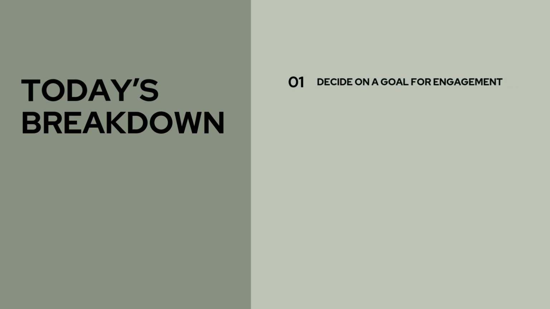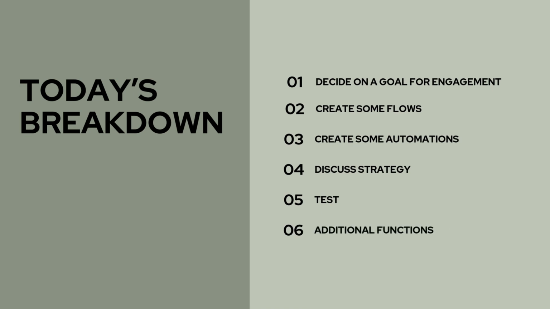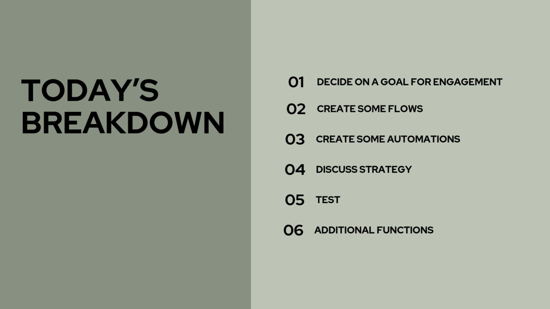First, we're going to create some flows. Then we're going to create some automations. Then we're going to talk about the strategy on how to use those automations and flows the way that fits your goal. Of course, we'll talk about some additional functions that you can add once you get that simple system set up. And we'll talk about how you can monitor all of this in the Kanban system.